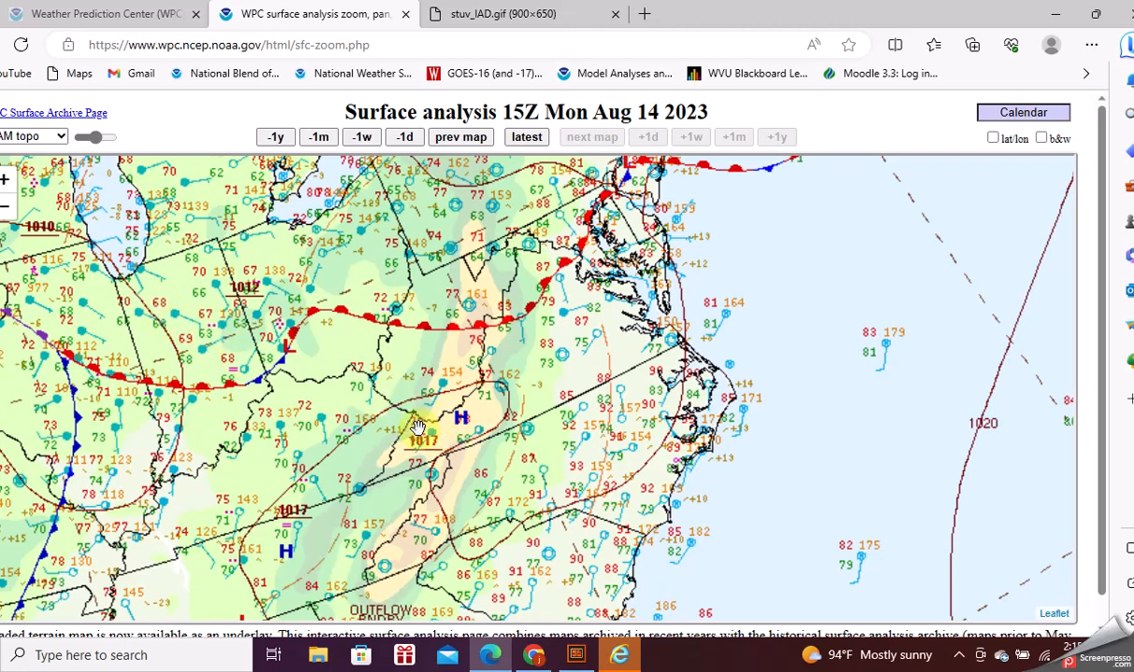Now, I want to know how strong the wind is. See these little barbs here? The larger ones, like this, are 10 knots. The small ones, like this, are 5 knots. So you just add them up, and you'll see there's a 10. Up here, we have a 10 and a 5, so that's 15 knots.